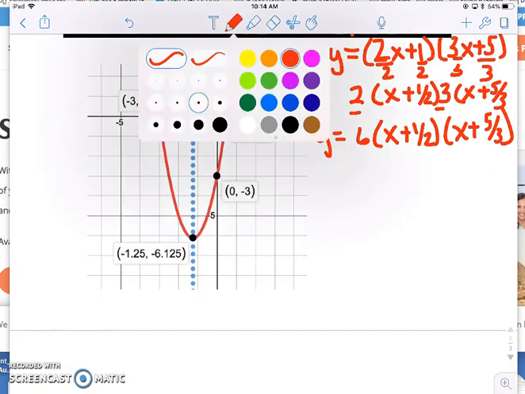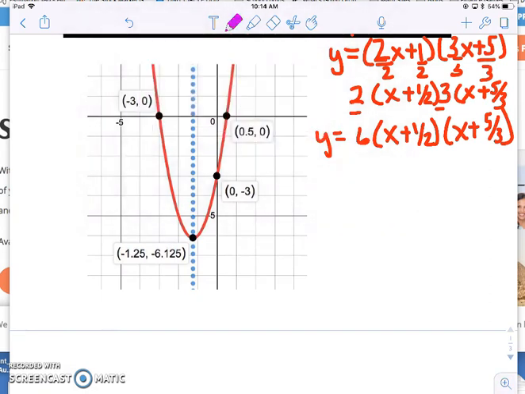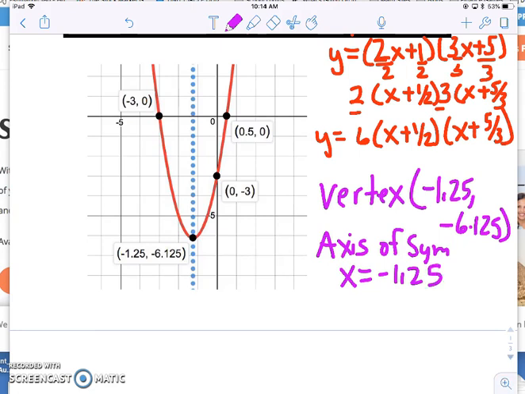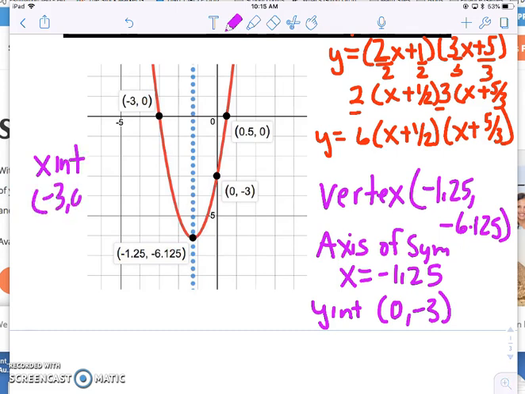So when we look at this graph, we're going to go over some things you talked about last year. Our vertex here is (-1.25, -6.125). Our axis of symmetry is the line that goes through the vertex, and that's the equation x equals -1.25. Our y-intercept would be (0, -3). And then our x-intercepts, I'll write that over here, we have (-3, 0) and (0.5, 0).